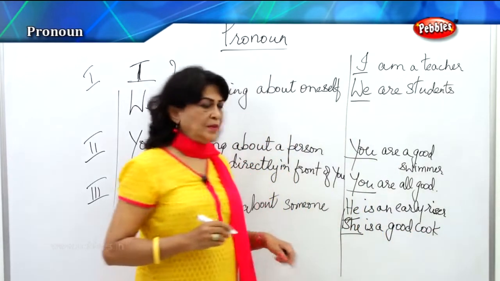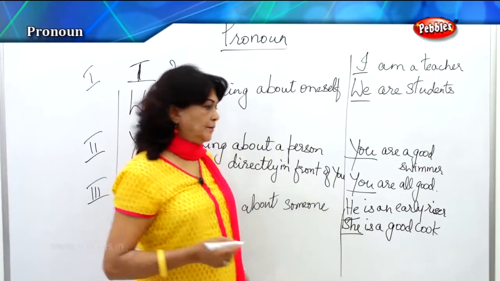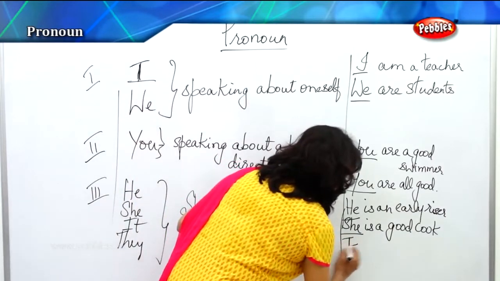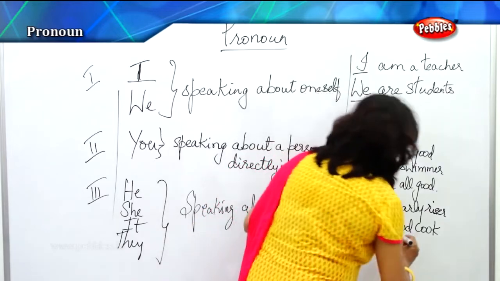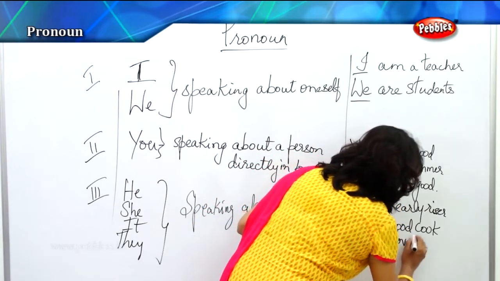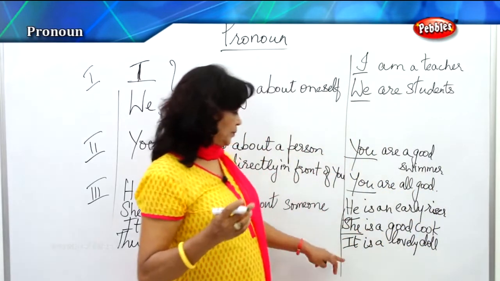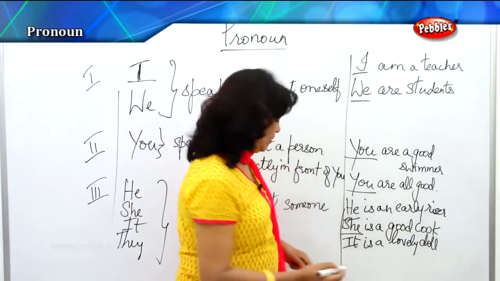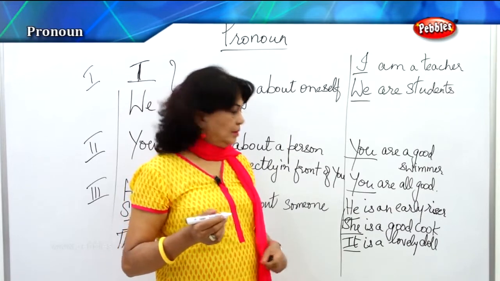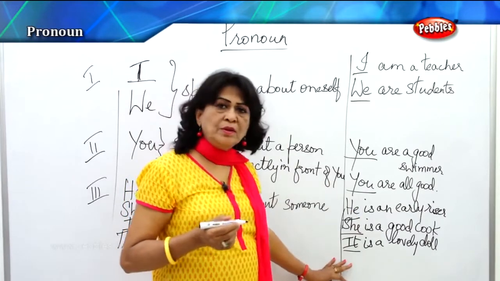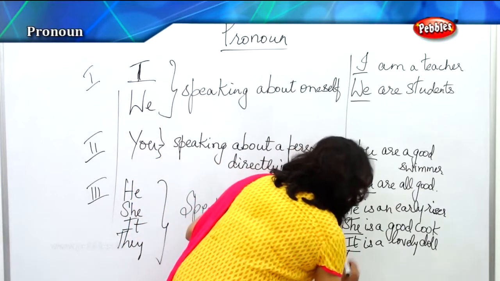Okay, next, she is a good cook. She. So masculine gender singular, feminine gender singular. It is a lovely doll. Doll na பொம்மை. It is a lovely doll. Okay, now they are இது மூணு singular. Okay, these three words are singular and plural we use they.